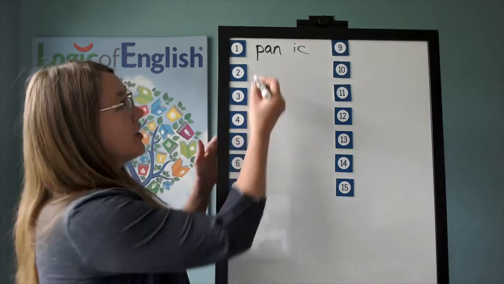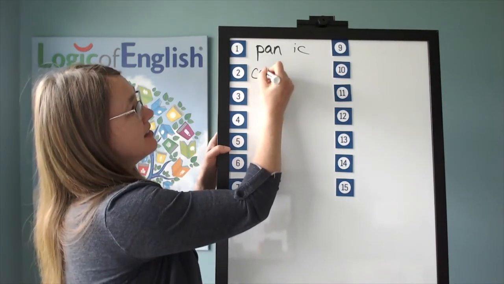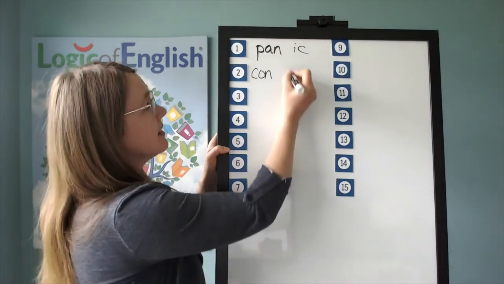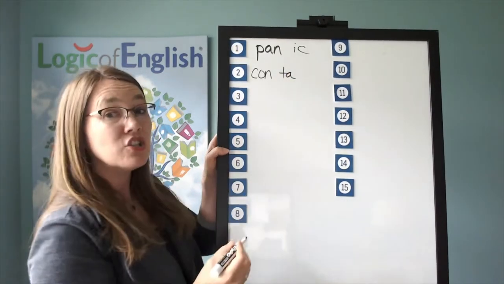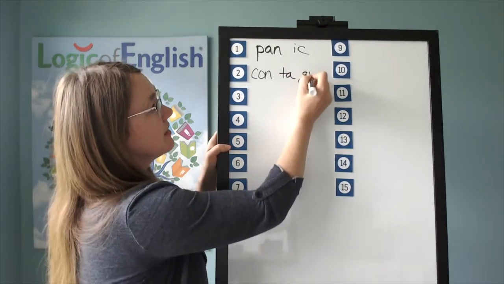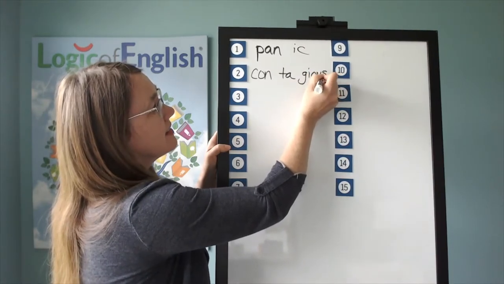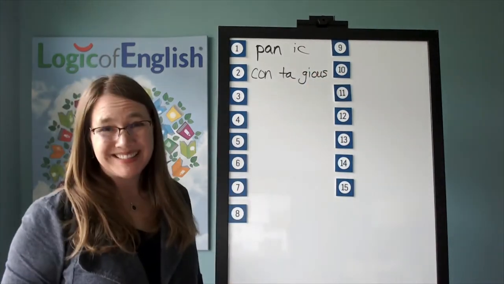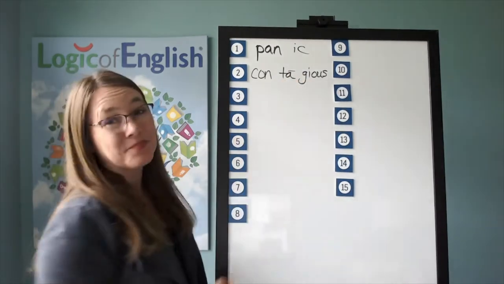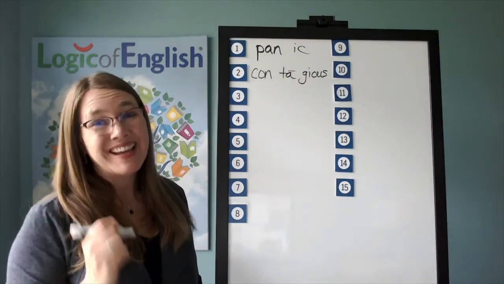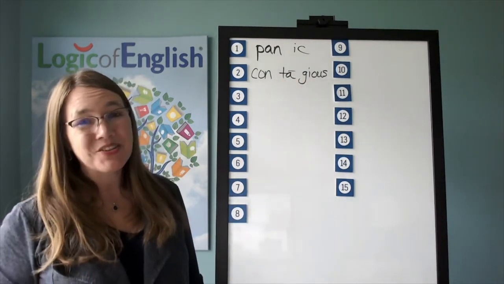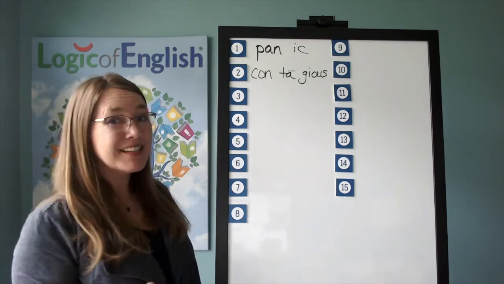And help me to write it. Con. K. A. N. T-A-J-U-S. J-U-S. And how will we mark it? We'll put a line over the A. And why did it say its long sound? A-E-O-U usually say their long sounds at the end of the syllable.